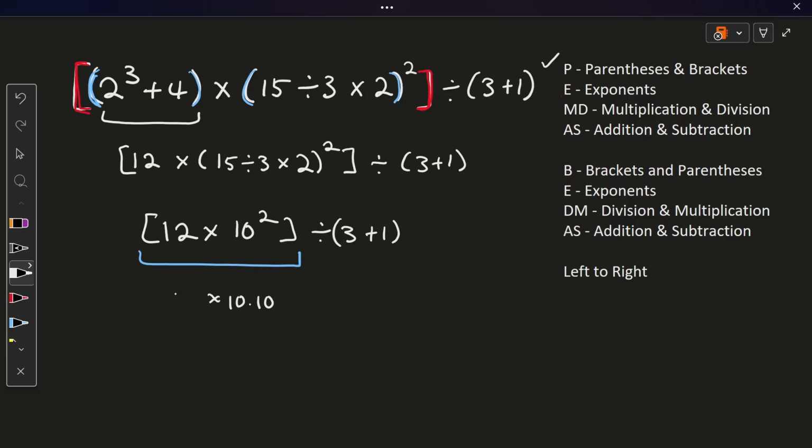Times 10. And so we have 12 times 10 times 10. And so this is going to be equal to 120 times 10. This is going to be equal to 1200. And so we can replace this entire bracket with 1200.